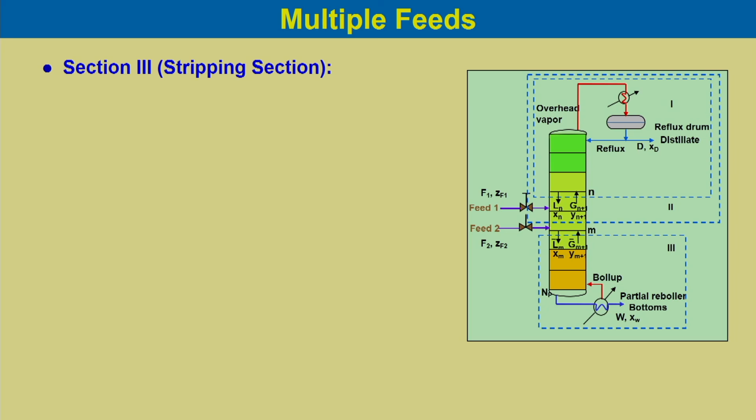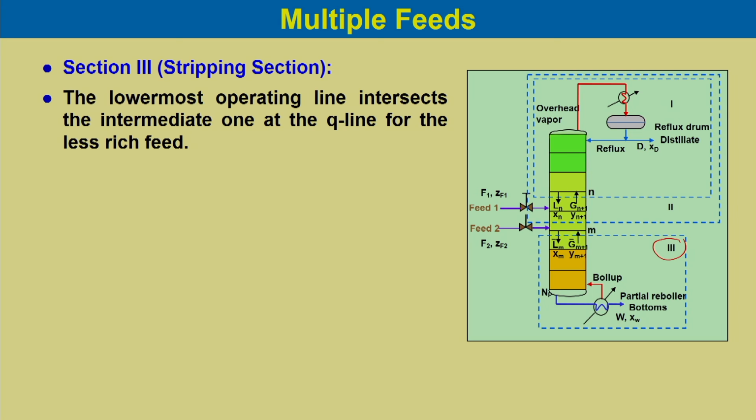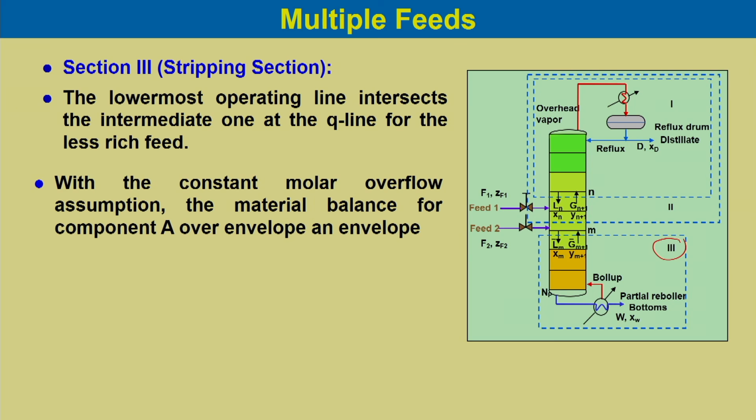Now, if we take the other section, that is envelope 3, which is below the feed tray 2, the lowermost operating line intersects the intermediate one at the Q line for less rich feed. So, with the constant molar overflow assumptions, the material balance for the envelope 3, we can write L bar x m would be equal to G bar y m plus 1 plus W x w.